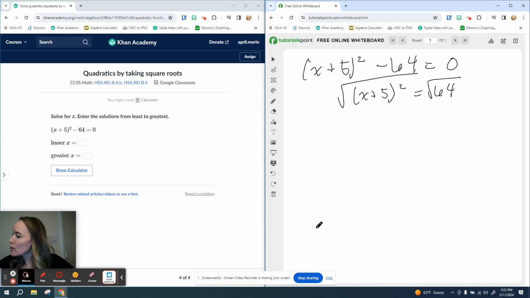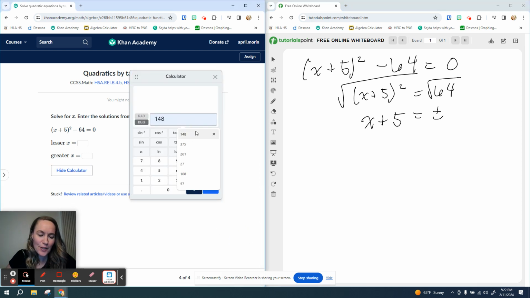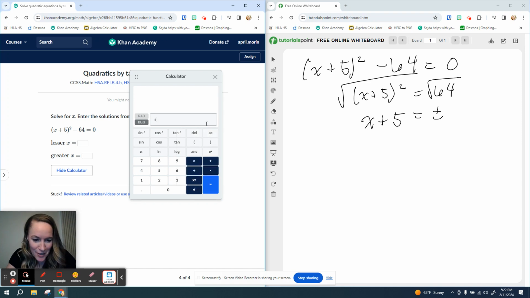Is 64 a square? 64. I don't know why, I just can't think today. You can always do, here's the shortcut. If you haven't memorized your squares, SQRT, parentheses, 64. What do we get? Yes, it's 8.